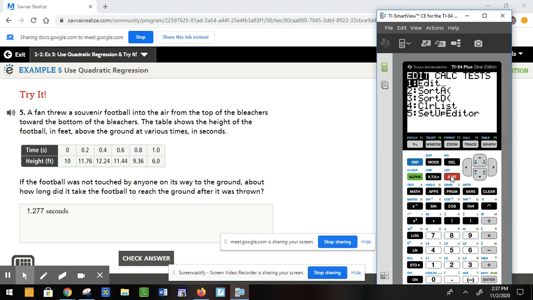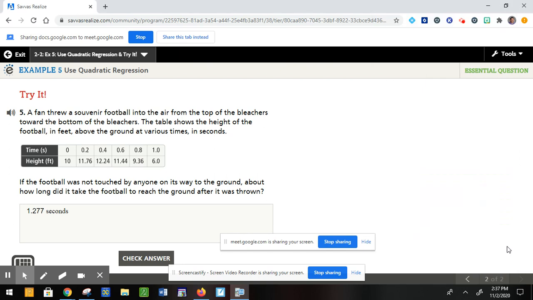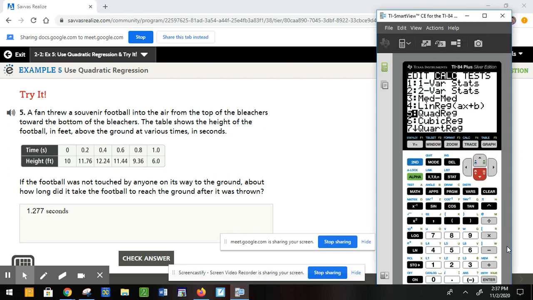You're going to then hit Stat, Calc, and then you get a bunch of things that come up. What we're interested in is the quad reg, which is just short for quadratic regression. And again, that is terminology that means it's going to give you a quadratic equation that fits the data in the table. So something that certainly I wouldn't be doing by hand in any way.